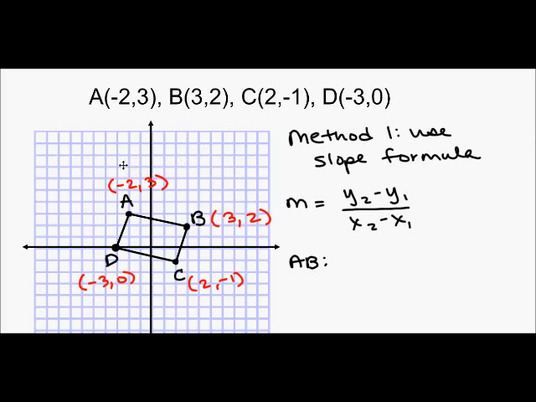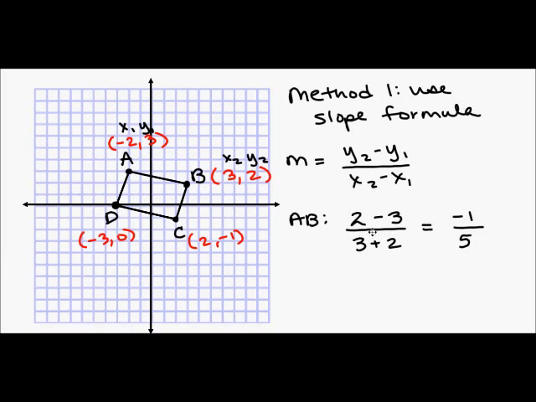So let me start off with AB. So this will be x1, y1, x2, y2. According to my slope formula, I need to have y2, that's 2, minus y1, which is 3, over x2, which is 3, minus x1, which is negative 2. Minus negative is a plus, so I'm going to write a plus. 2 minus 3 is negative 1. 3 plus 2 is 5. So my slope of AB is negative 1/5.